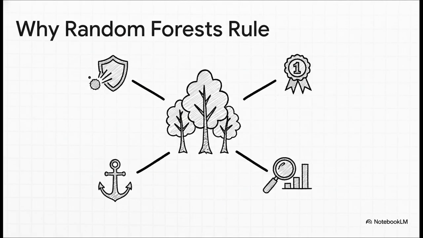And this is why data scientists absolutely love random forests. They aren't easily thrown off by outliers, they work incredibly well with very little tweaking, and they're much more stable than a single tree. And maybe best of all, they can actually tell us which of our original clues, which features, were the most important for making the final prediction.